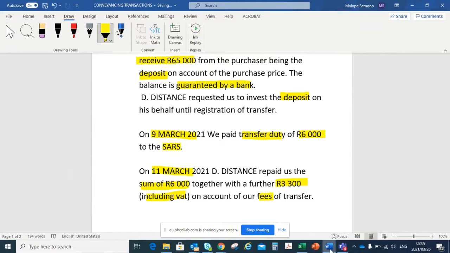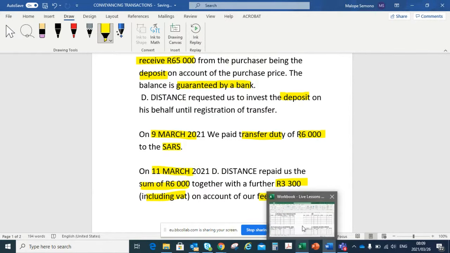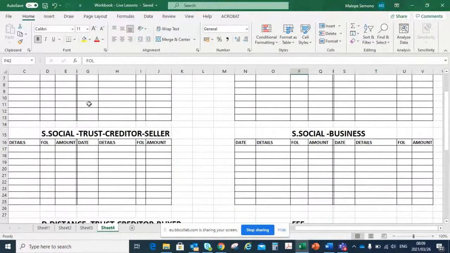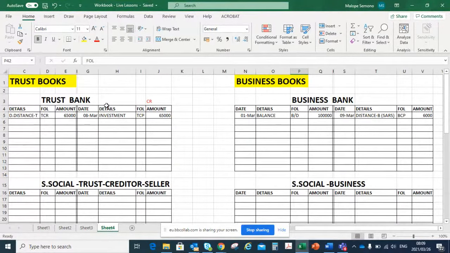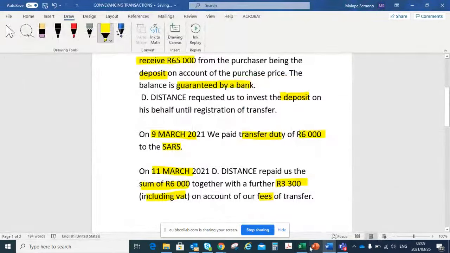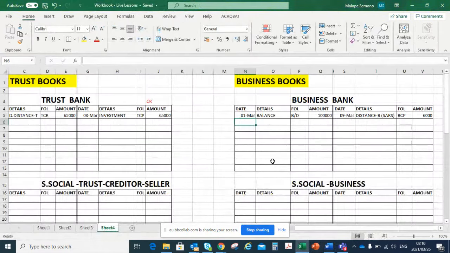Can you see now? So what we need to do is go back to the books and show that he paid us. Remember, we can't affect Trust Bank because Trust Bank was not involved at all. So we must go and receive the 6,000 that we paid. But how can I receive that? It means I must come here on the debit side because we're receiving that cash back. So I'm going to say the date was what? The 11th, if I'm not mistaken. Let me just go and check. The 11th of March.